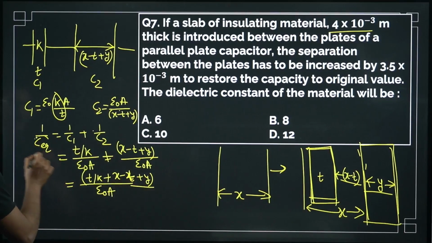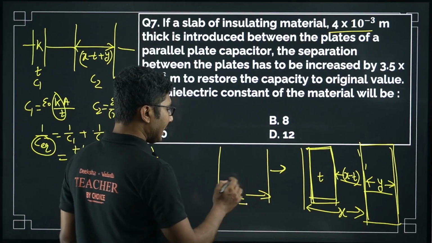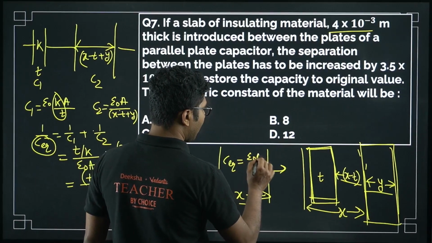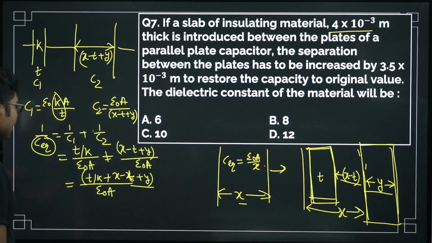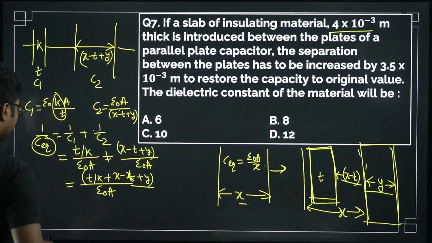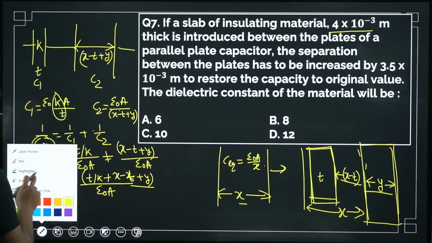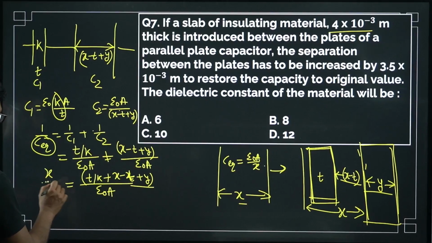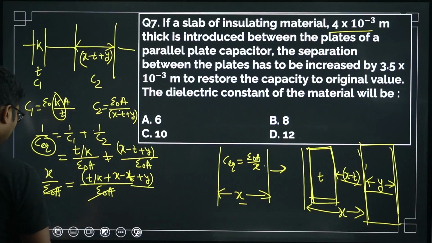And what is C equivalent? C equivalent is the capacitance of the normal capacitor with x, so C equivalent is basically epsilon naught A by x. Just put that value over here, so 1 by C equivalent will be x divided by epsilon naught A. Now epsilon naught A will cancel from both sides.